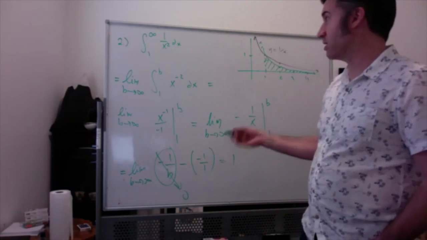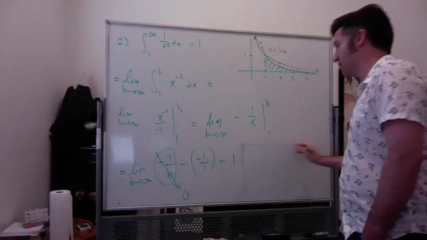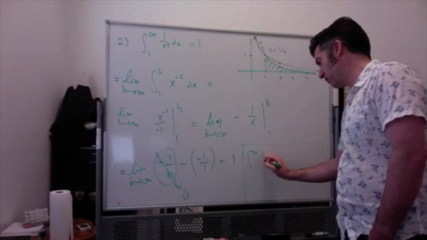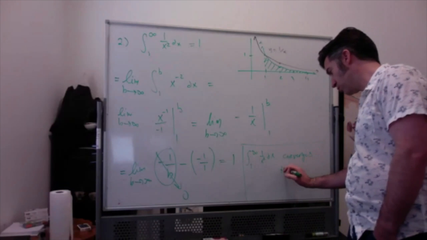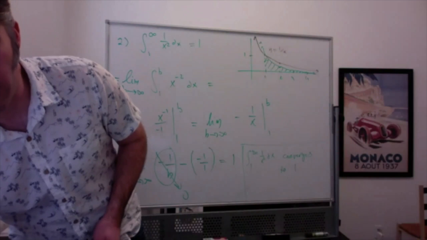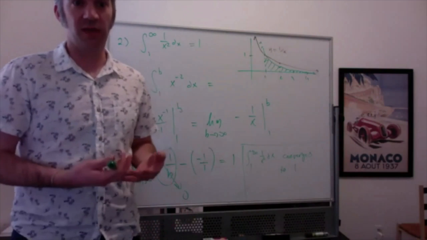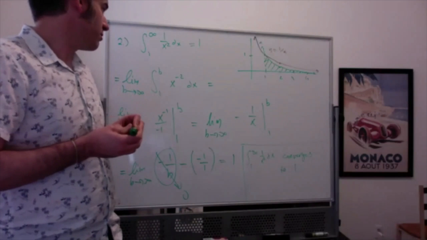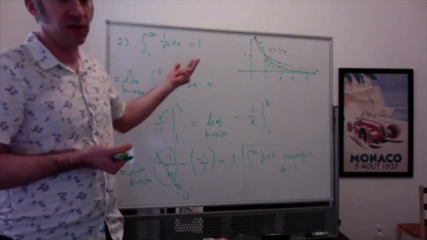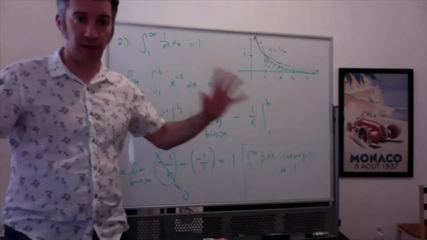So we could either say that this integral is equal to 1, or if we want to use more words, we could say that the integral from 1 to infinity of 1 over x squared dx converges to 1. So if the improper integral ends up being a nice normal value, we say that the integral converges to that value. And most of the time people will just say the integral is equal to 1 because that's kind of the convention.